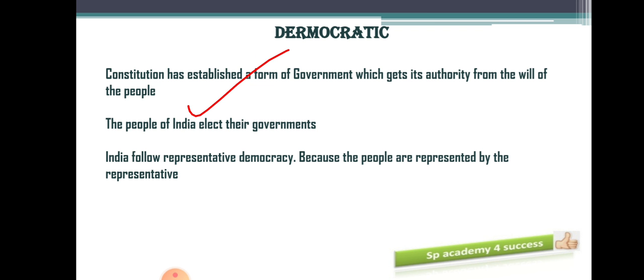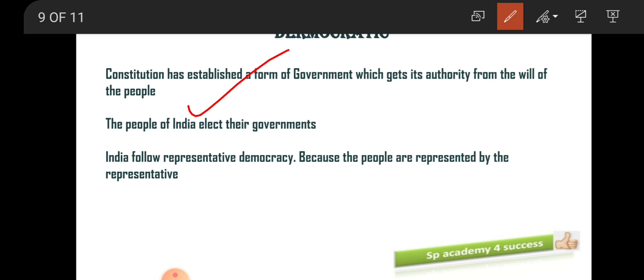So through this adult franchise, or the voting system, the rulers are elected by the people and they are responsible to them. The power lies in the hands of the people. What is the meaning of democratic? The rulers are elected by the people to rule them. So these rulers are the representatives of the people. Simply saying, the people have every right to elect their representatives. India follows a representative government. What is ours? Representative democracy.